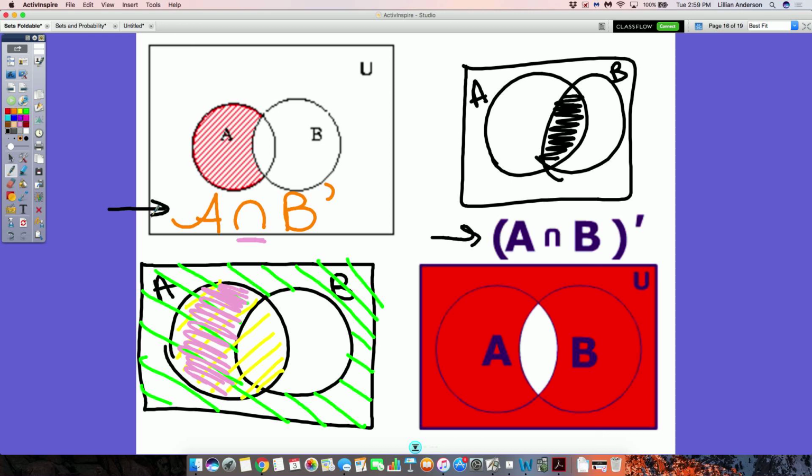Correct. And make sure that you're aware of what the apostrophe goes to. In the first example, the apostrophe only went to B. But in the second example, it went to that entire intersection part. Okay? Your turn to practice.